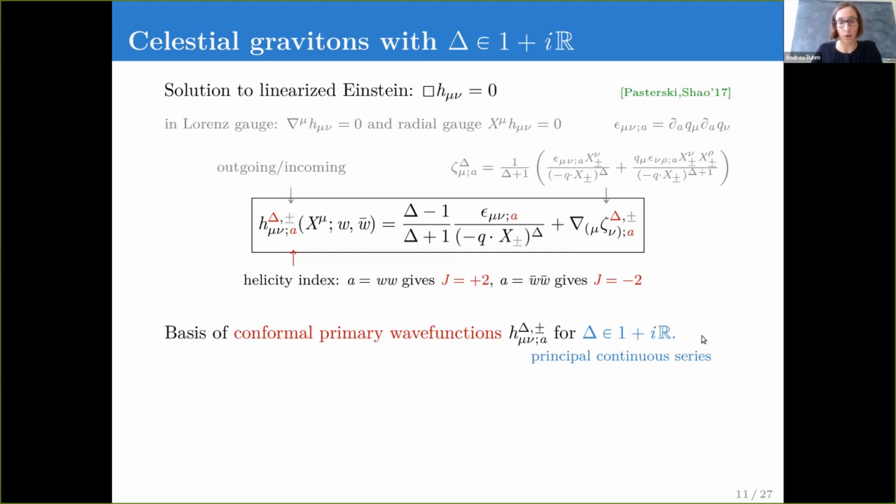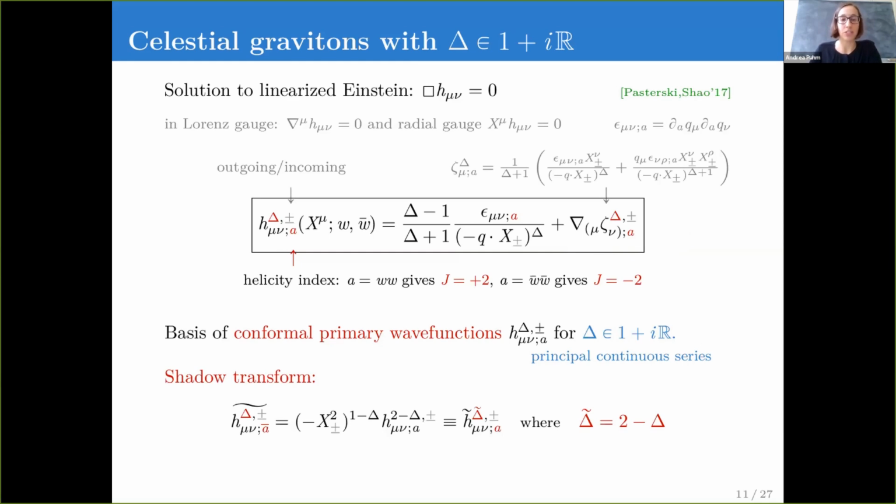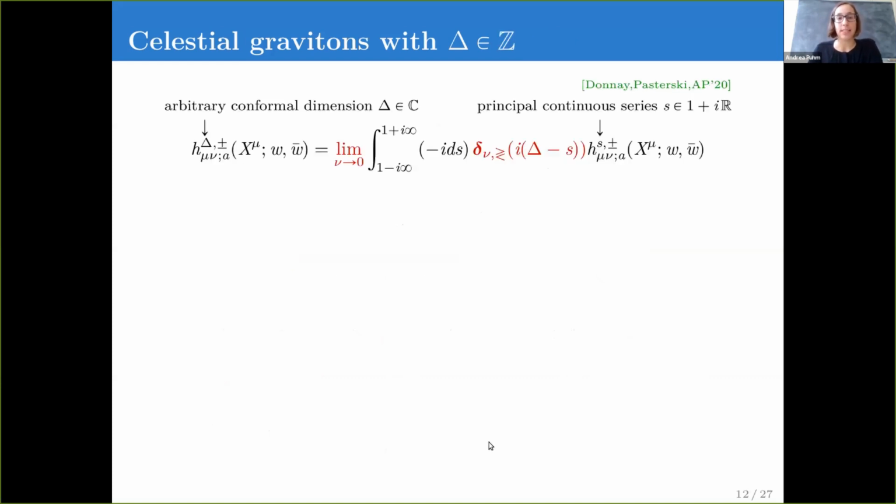And now, while I'm at it, let me also introduce another interesting integral transform, which is called the shadow transform, which will be useful in the following. So this is a transform that takes an operator of dimension delta to an operator of dimension 2 minus delta, or delta tilde for short, and flips its spin. Okay, now the statement is that conformal primary wave functions of arbitrary conformal dimension delta, written here on the left, can be obtained from a certain contour integral of principal series wave functions denoted by H S on the right.